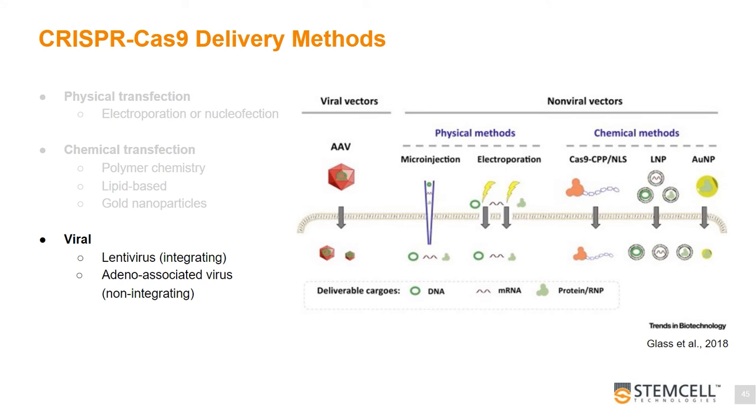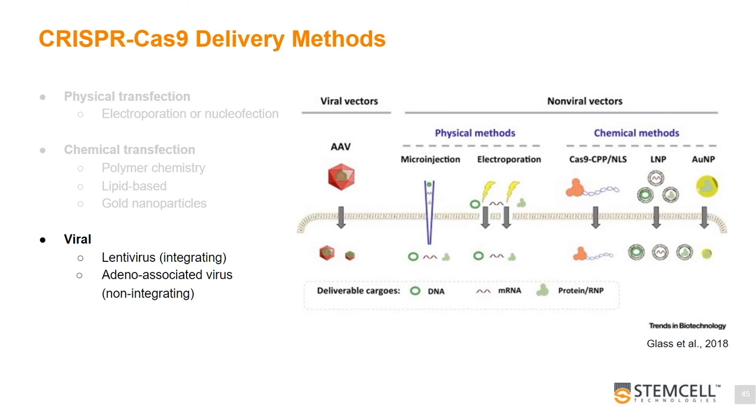Viral methods also give high editing efficiency. Lentiviruses are effective in a variety of cell lines, primary cells and stem cells, and can be used in vivo. However, the biggest concern of lentivirus is that because they integrate randomly into the genome, they may disrupt vital gene or alter regulation of gene expression.